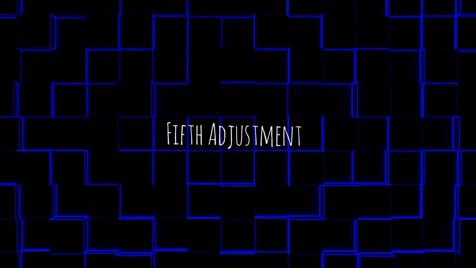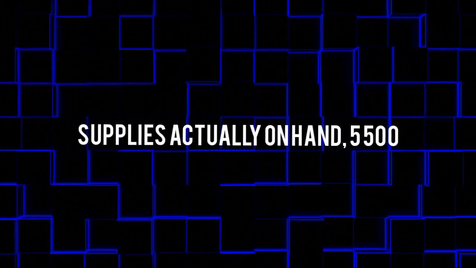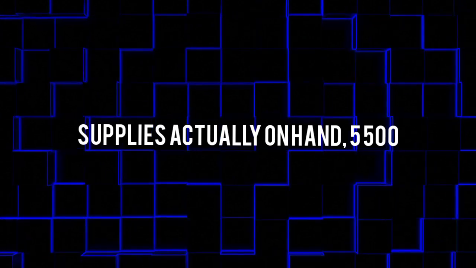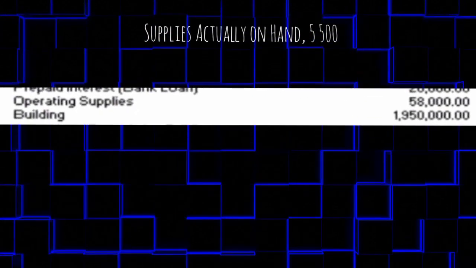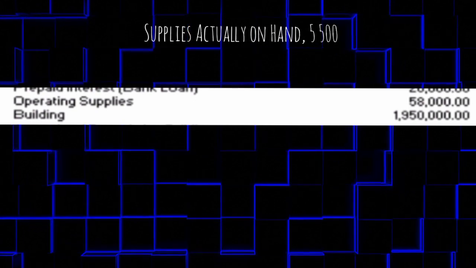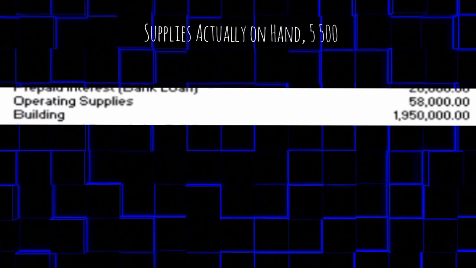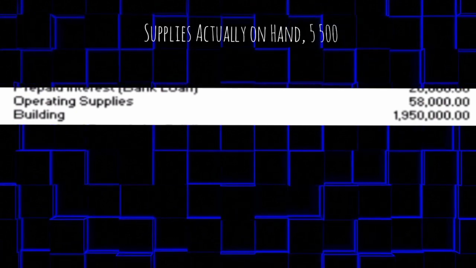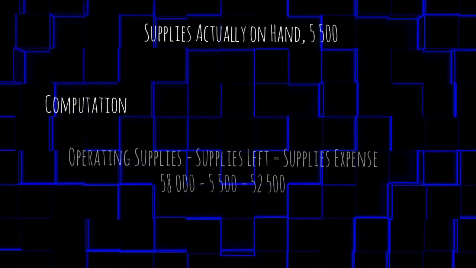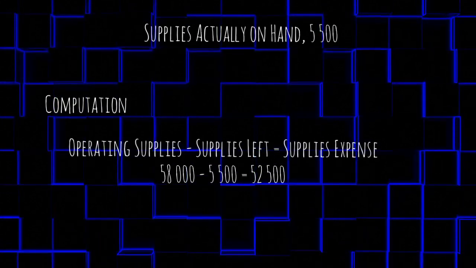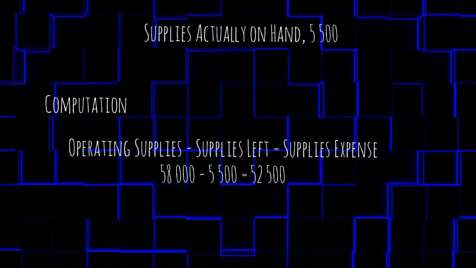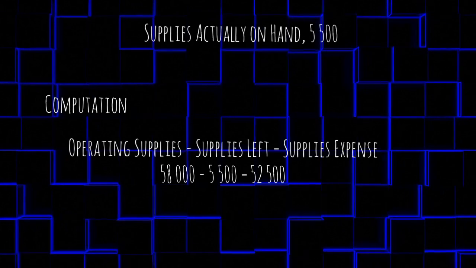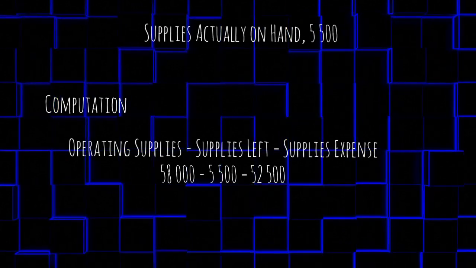Now, let us move to the fifth adjustment. Supplies actually on hand is only 5,500. So the available supplies left for operation is only 5,500. In the preliminary trial balance, total operating supplies is 58,000. Since 5,500 is the supplies left, the other supplies is already recognized as expense. In order to get the supplies used, we deduct 5,500 from 58,000. So 58,000 minus 5,500 is equal to 52,500. So 52,500 is the supplies used.